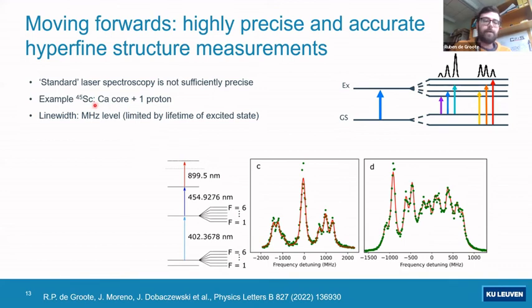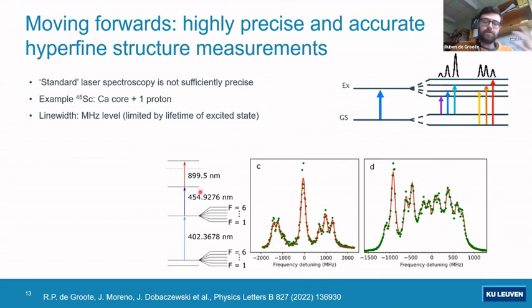Why scandium? Nuclear physicists in the audience will probably appreciate why. It's a single proton outside of a calcium core. So if there's any isotope for which you might hope that a variety of nuclear theories would be able to do a good job, it's probably scandium-45.